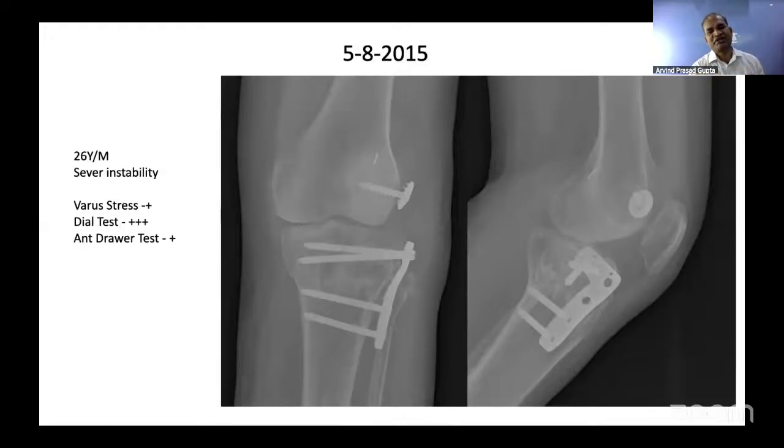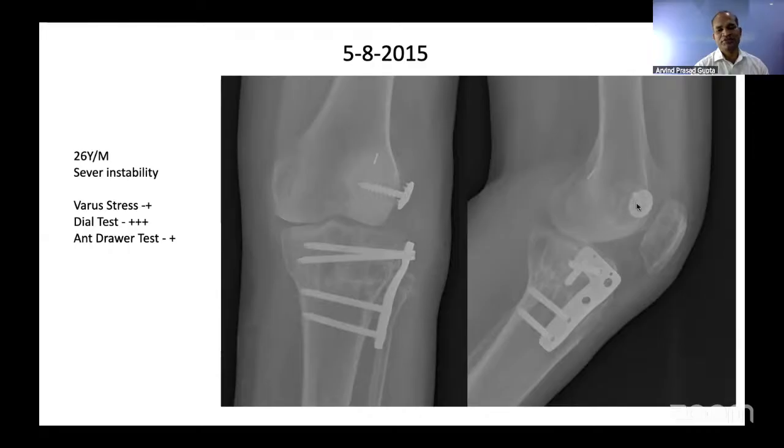This patient came to me in 2015 with severe instability around the knee. Varus test was positive, dial test was positive, anterior was positive. And this patient was operated multiple times in different cities of India. So if you see here, this looks like something done on the lateral collateral. This was for the ACL, and this was for the osteotomy.